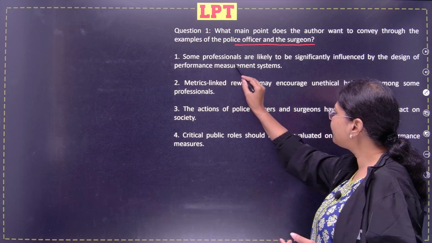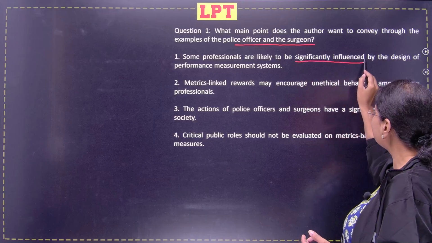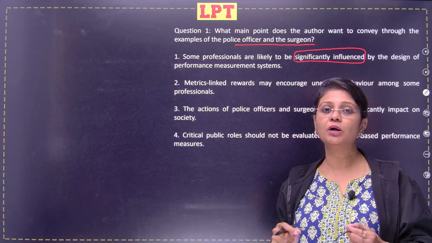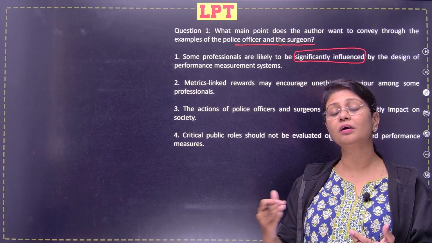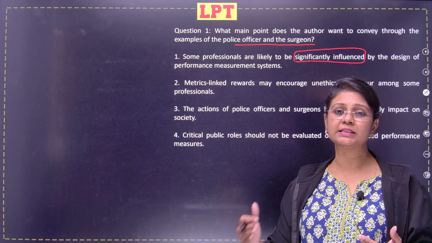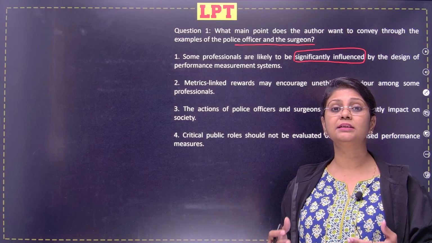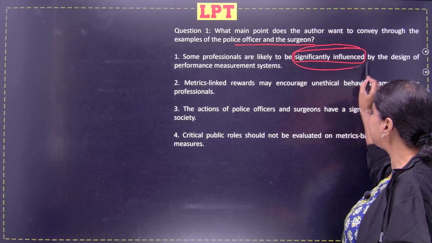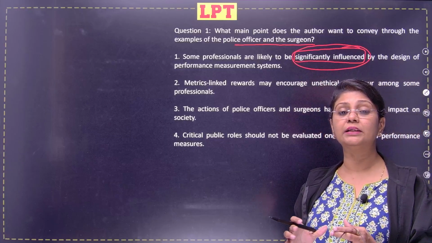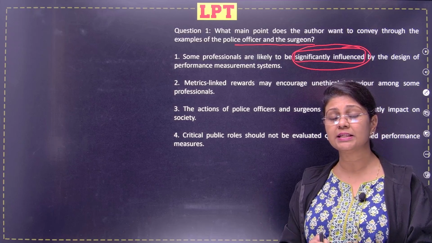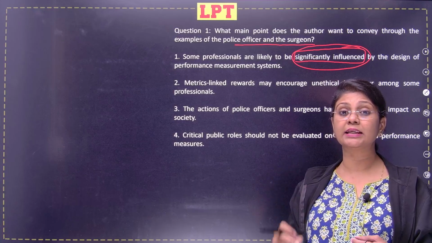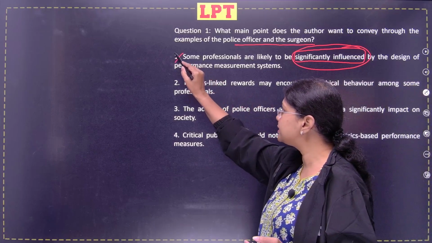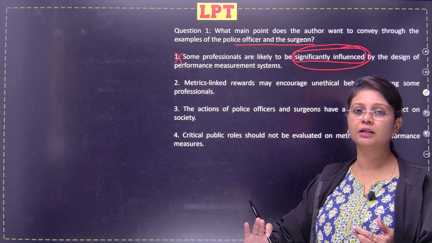First says, some professionals are likely to be significantly influenced by the design of performance measurement system. Now see, if you look at the way the author has written this entire passage, the tone of the author is negative. So when the tone of the passage is negative, understand one thing, any answer that has a positive undertone is automatically eliminated. So it says what? Significantly influenced. So again, this is not the major point that the author wanted to emphasize. He wanted to emphasize that the police officer and the surgeon can misuse the metric fixation that is there as a policy. So first will be cancelled out because it has a slightly positive undertone associated with it.